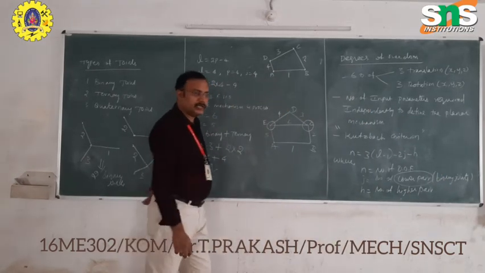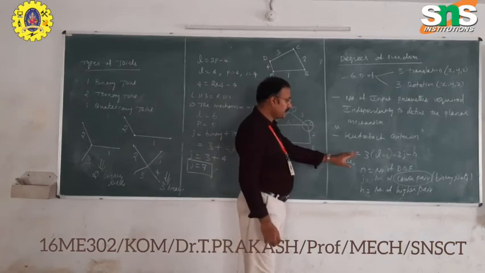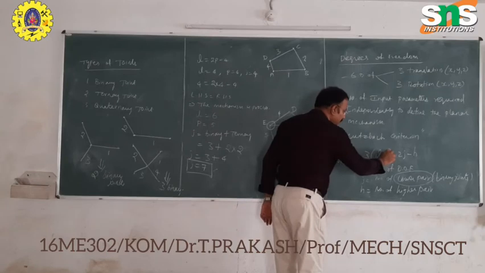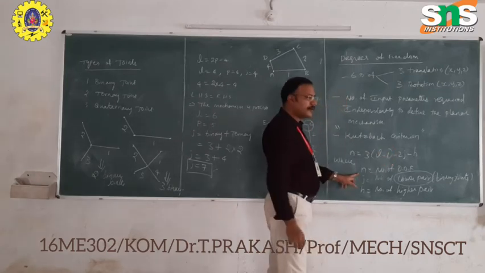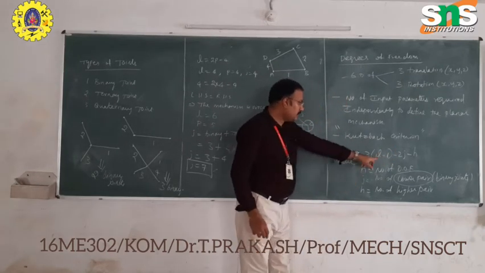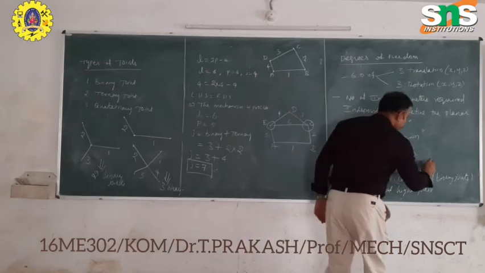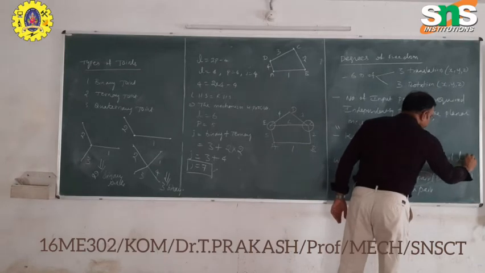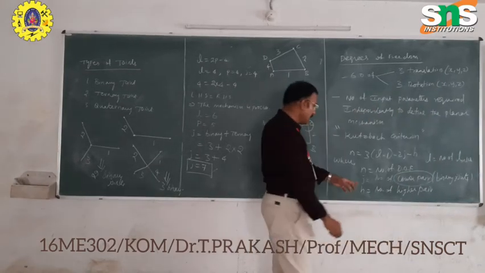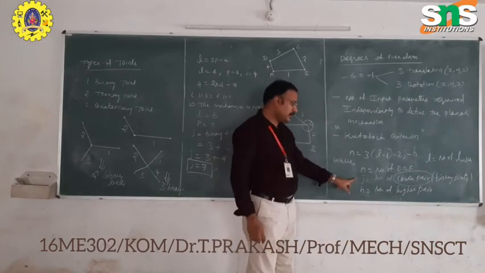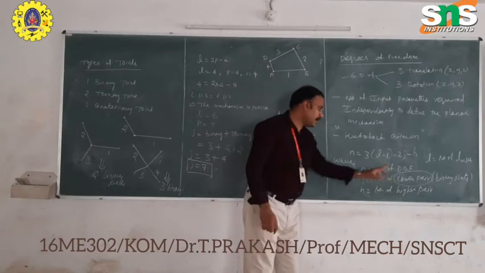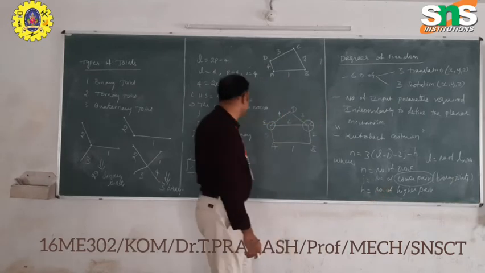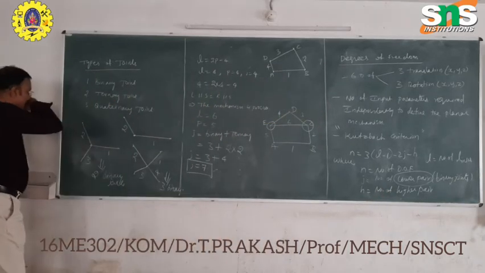This is the Kutzbach formula, that is n equal to 3 into (L minus 1) minus 2j minus h, where n is the number of degrees of freedom for a mechanism. L is the number of links. J is the number of binary joints or lower pairs, the number of joints with the lower pair. H is the number of joints with higher pair. The same problem we can take.